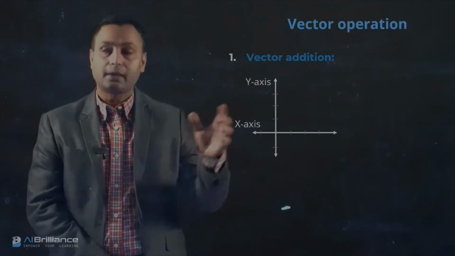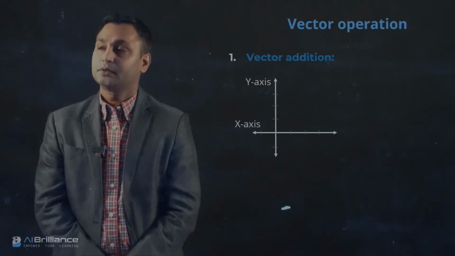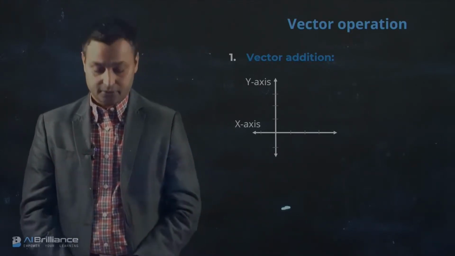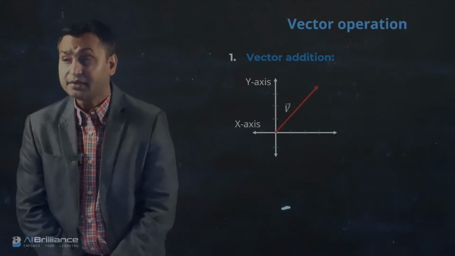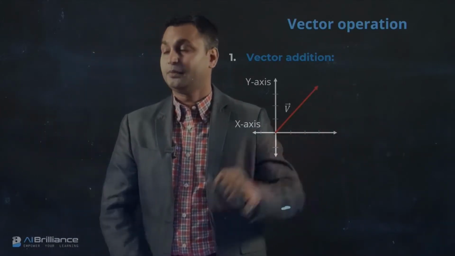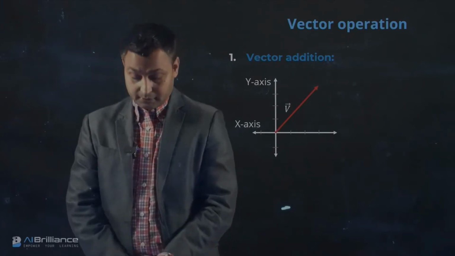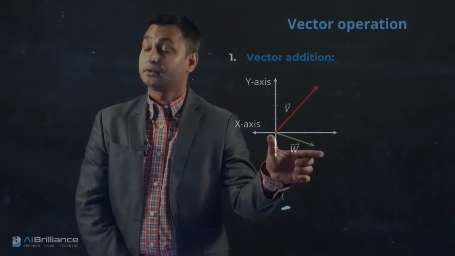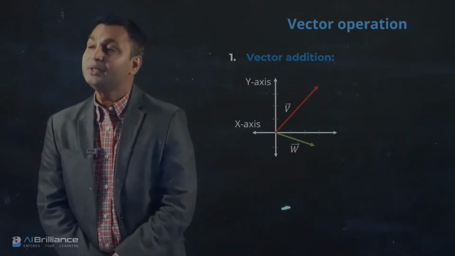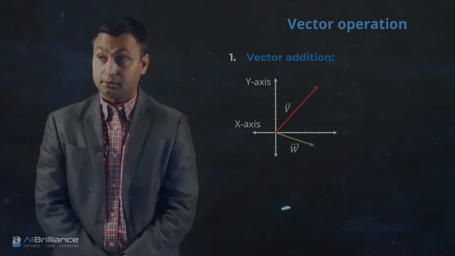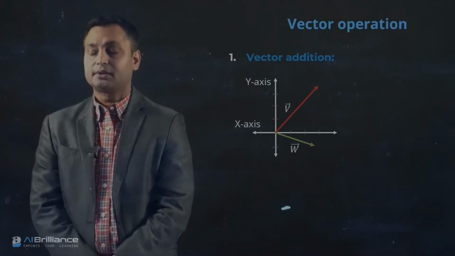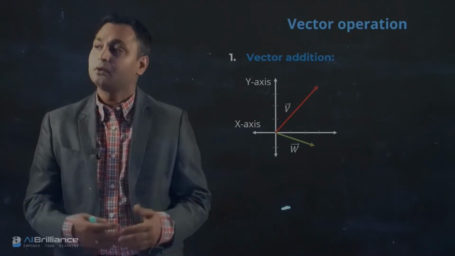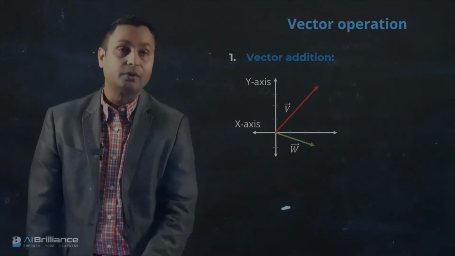So let's carry out a simple illustrative example of how vector addition is done, both in the geometric sense and also in the numerical sense. Let's say we have a vector v, which is defined by this red arrow geometrically, and another vector, w, which is defined by this yellow vector. What does it mean to add these two vectors together? Let's first have a geometric understanding, and that will also help us in the numerical way of doing the vector addition.